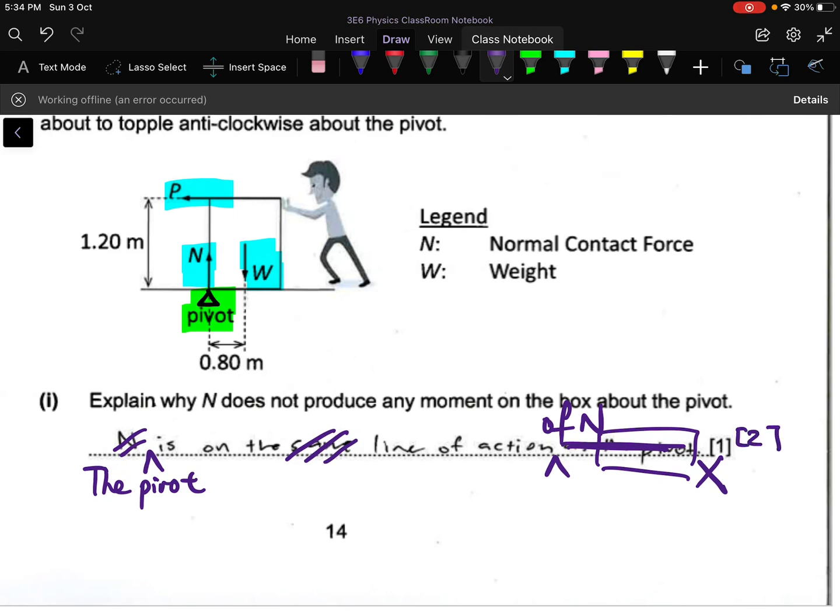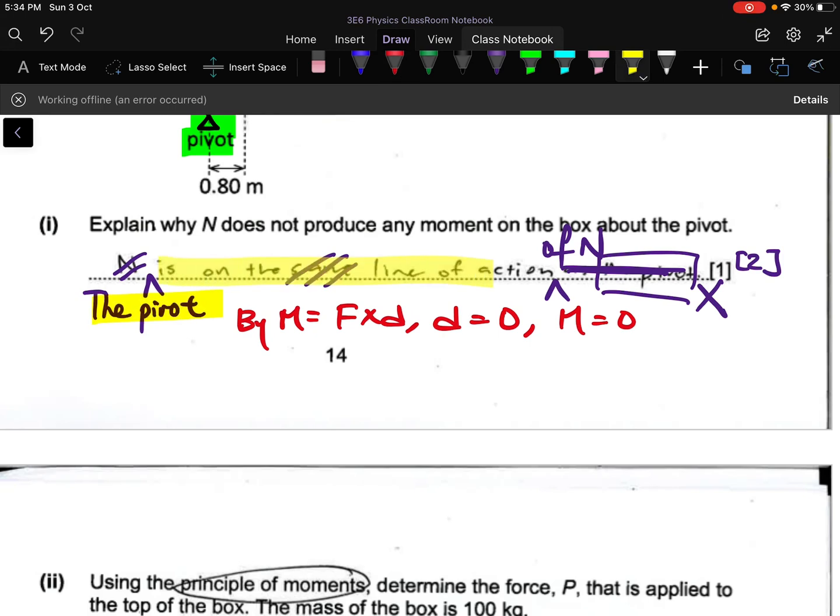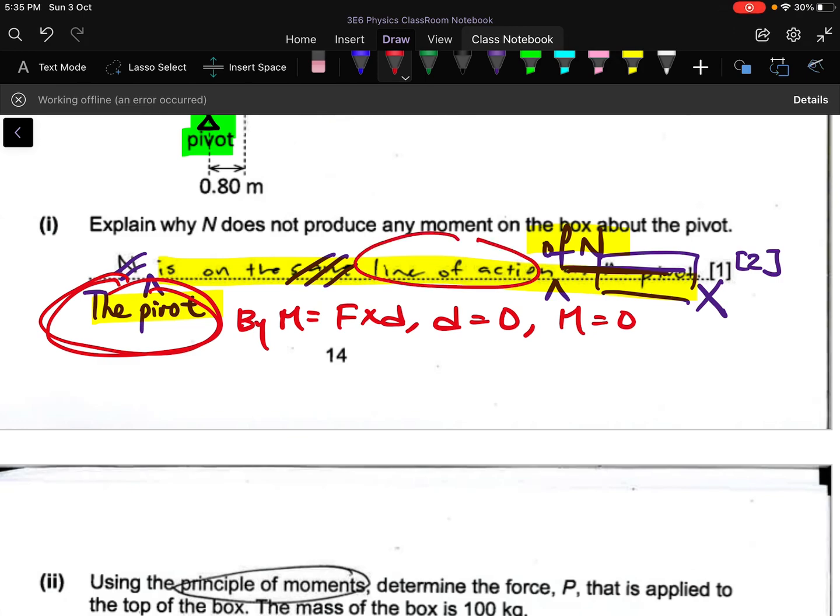But if it is a 2-mark question, then maybe you would want to quote M equals to F times d, d will be equal to 0, and therefore M is 0. So you may want to add just one line to talk about it. But for a 1-mark question, you can just tell me that the pivot is on the line of action of N. And you need to pay attention to the phrasing. You can't say a line is on a dot, right? Pivot is a dot. You can say that the dot is on a line, and this line comes from N. It's a property of N. So you need to know the correct way to structure your answer.